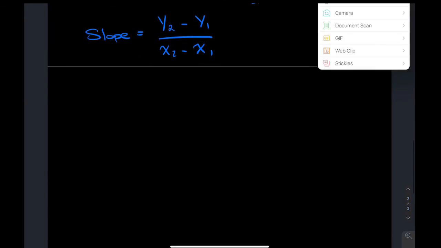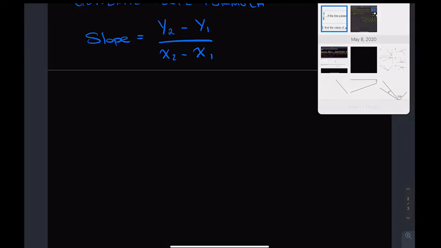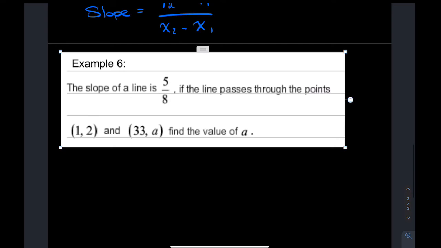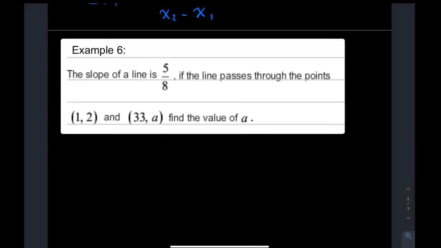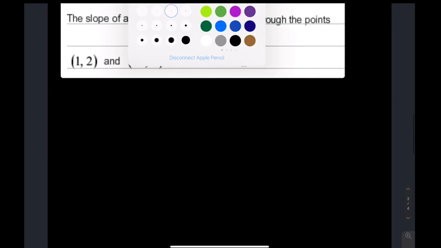And so we just have one more thing that we need to cover here. And I will import it as a question here. And let's look at an example. This is example 6 from the note package that I have for this. It's not technically example 6 for this. This is actually example 3, right? So the slope of a line is 5 over 8. And if the line passes through the points, we're given 2 points here, (1, 2) and (33, a), we need to find the value of a.